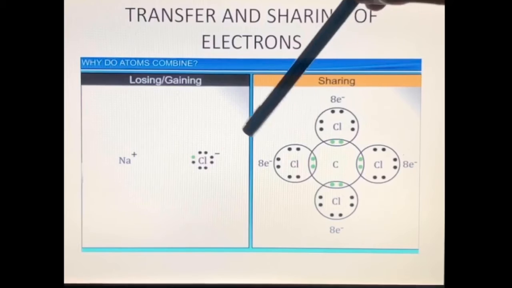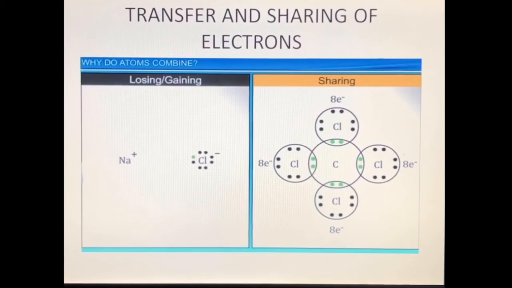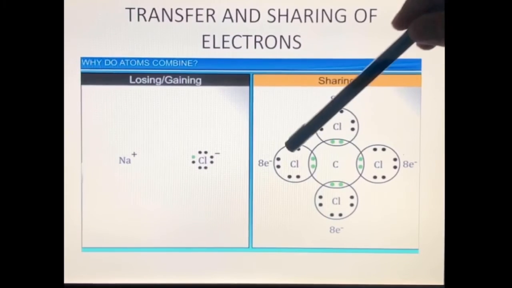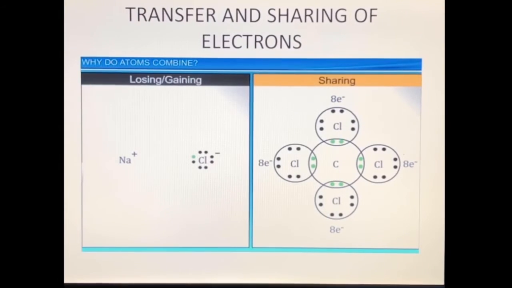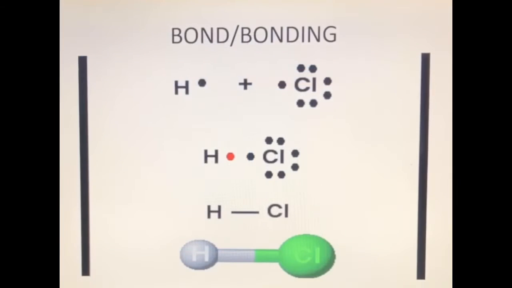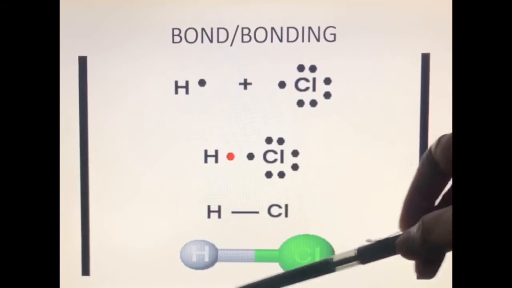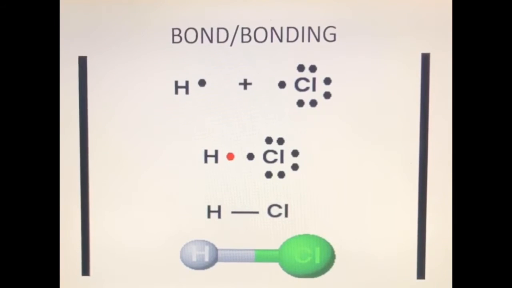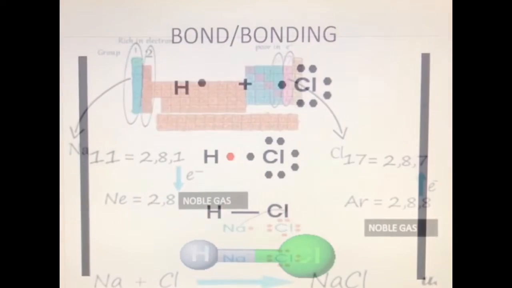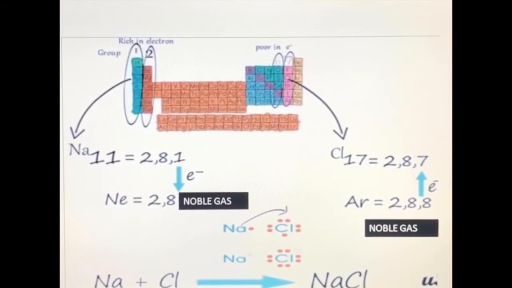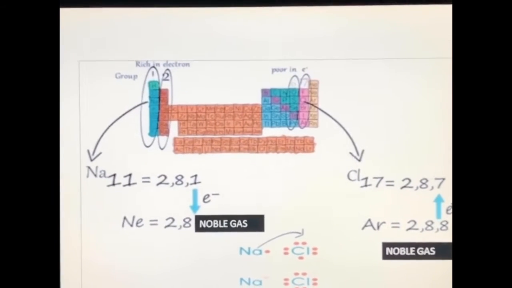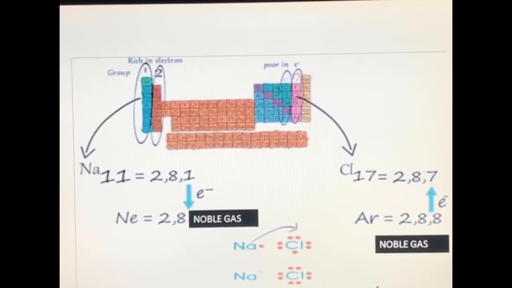Chemical bond. What is a chemical bond? The linkage or force which acts between two or more atoms to hold them together as a stable molecule. And this concept is known as chemical bonding.